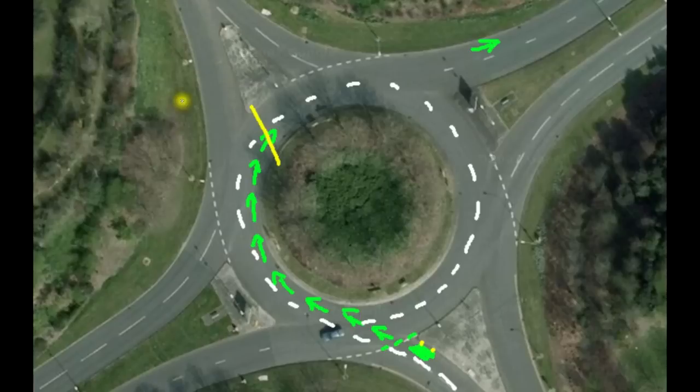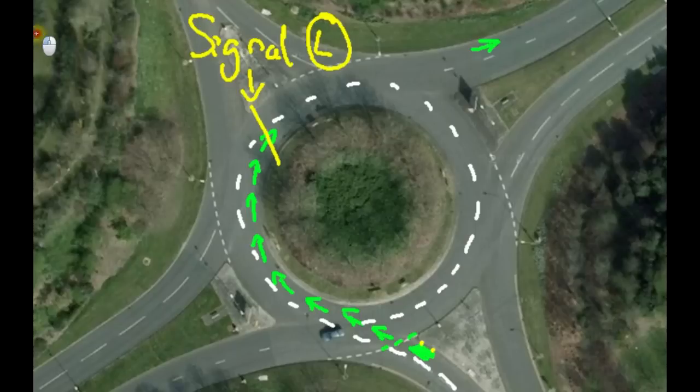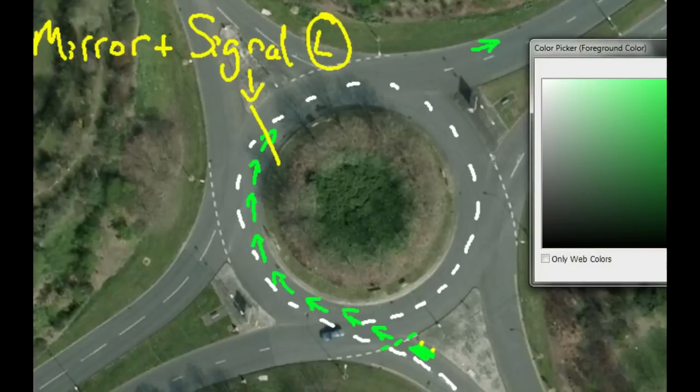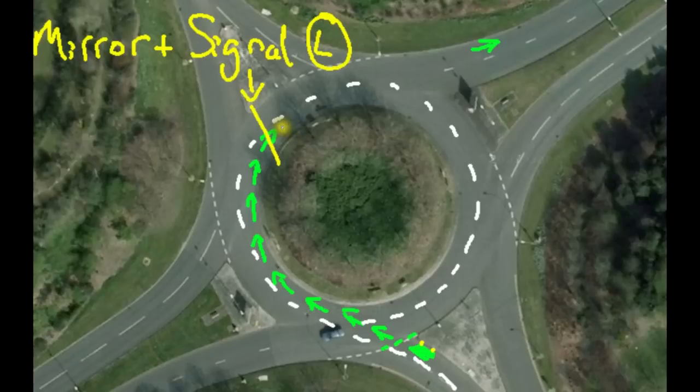And what I would say then, at this yellow line that I've drawn, this is where you need to signal left. In fact, it's going to be more than that, isn't it? It's going to be mirror and signal to the left. And switch back to green. So this is where you've signalled left, you've checked your mirrors, and that means you're hopefully safe because you've made sure to straighten up, cross those lines, and spiral gently towards the outside.